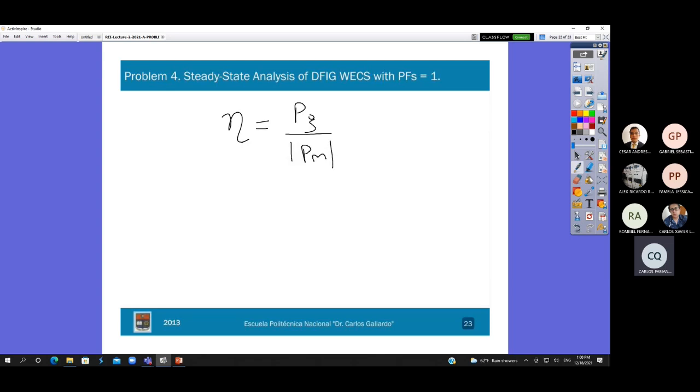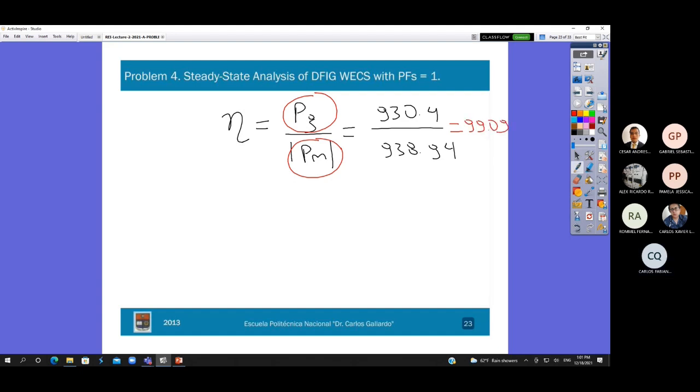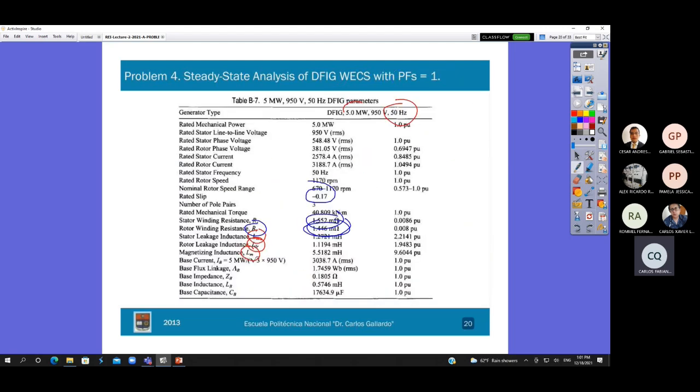This is the input power. The output over the input is the efficiency, okay? So from the previous calculation, I will have this power is 934 over the mechanical power, 900, I will have 38.94. In other words, this is the output power and this is the input power. Okay, so therefore the efficiency is 99.0.9%. This is in percentage, okay? This is in percentage.